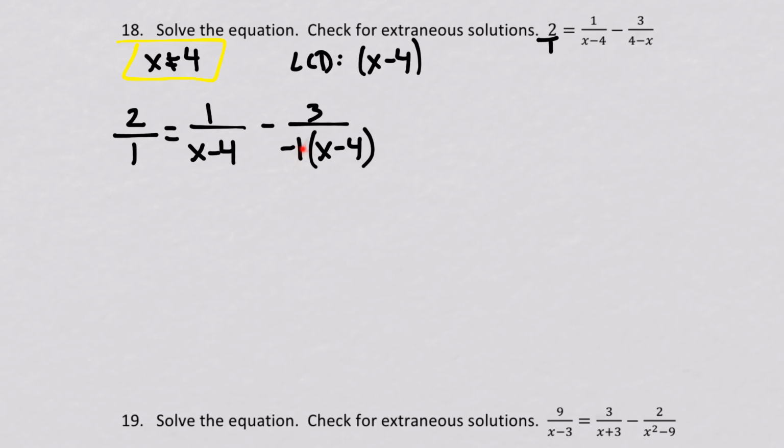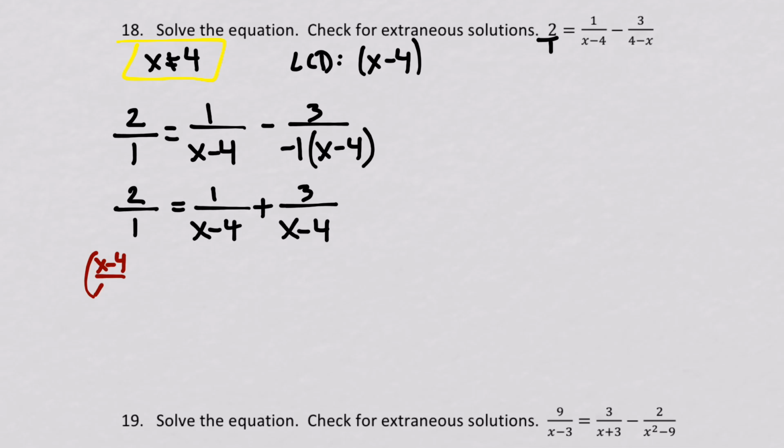And then what you can do is this negative 1 and this negative in front, you can just write it as plus. So it's going to look like this. 2 over 1 equals 1 over x minus 4 plus 3 over x minus 4. And your problem is so much easier now. So if the denominator is x minus 4 on the right side, I can put those two together, okay? My LCD is just x minus 4, which means that my first fraction over here is just missing that denominator. So I'm going to multiply it by x minus 4 over x minus 4.